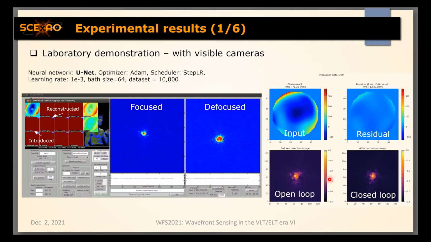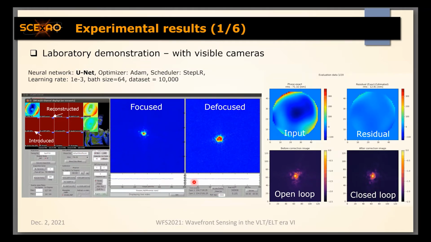After the training, I implemented this on the SCExAO bench. From now, I'm going to show the experimental results. The left video shows the lab demonstration. Before starting the video, this big GUI shows the focused and defocused focal plane images of the visible cameras. And this small GUI shows the DM channels. We have 12 DM channels so that we can send commands separately.